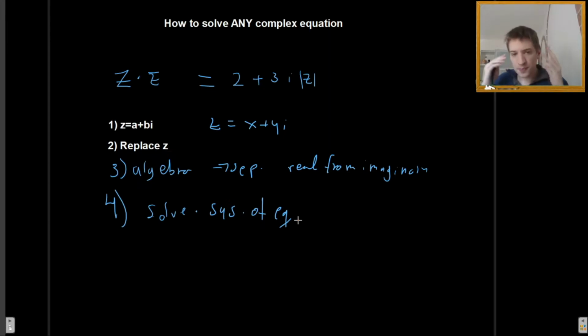Step 1, we have to replace z equal x plus yi. Sometimes you can apply some properties of the z, as we saw in the previous video. You don't really have to do it normally. You can just replace right away. It might make it a bit harder, but it should be doable. And then we have to apply algebra and solve the system of equations. So let's go straight into some examples.